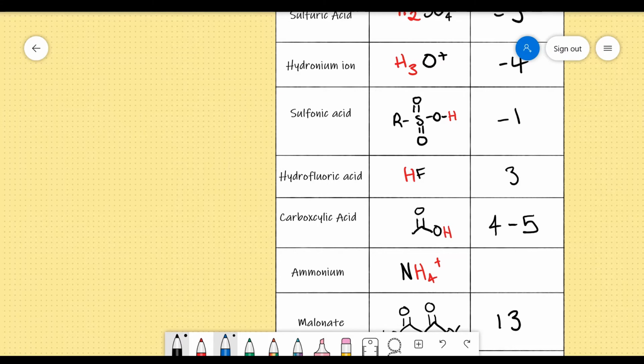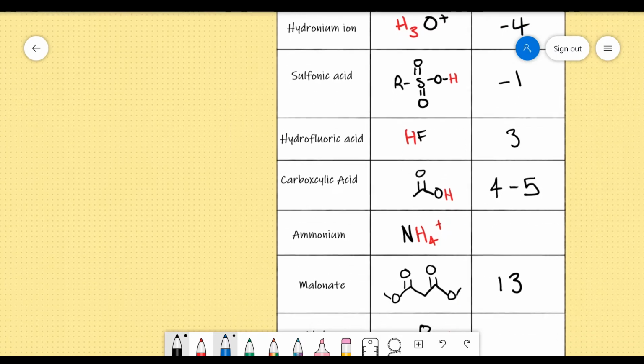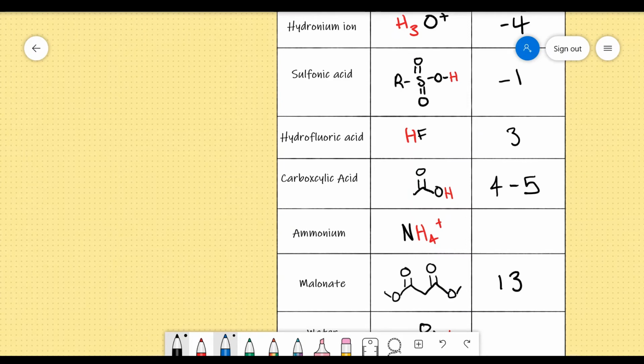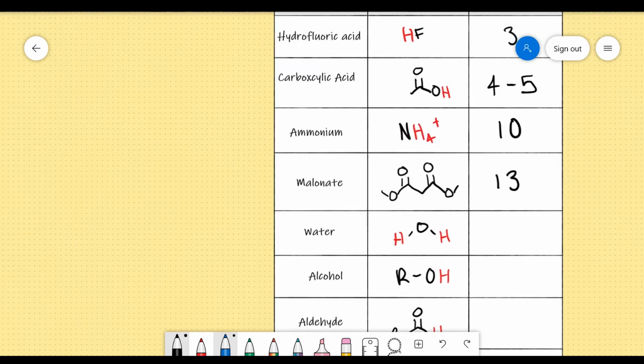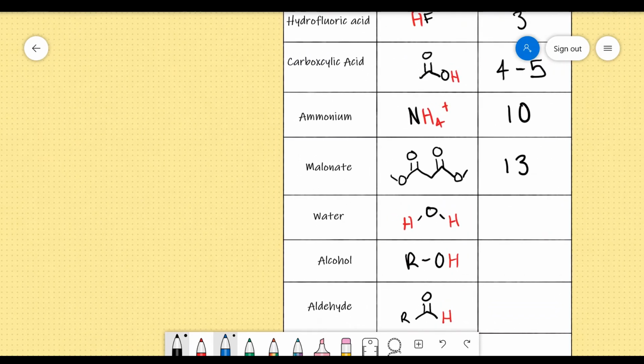Okay, then we have our ammonium. This one's important because it is a plus charged ion, so it's definitely going to be more acidic than its original basic counterparts. So its pKa is going to be 10. Next, we have the ever famous H2O, or water, and this one is also very important to note. It's going to be 14.